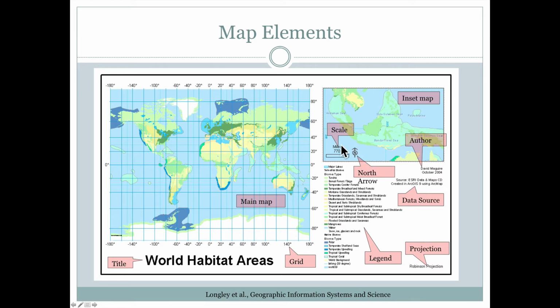Maybe we have another map on the same page as the main map, which might be an inset map or a more detailed map. We have the legend, and then we have other sorts of information about the map. These would be all of the different map elements. So not only do we have to make the map itself in GIS, but we have to lay out all of these map elements in a way that's pleasing for people when they look at the map.